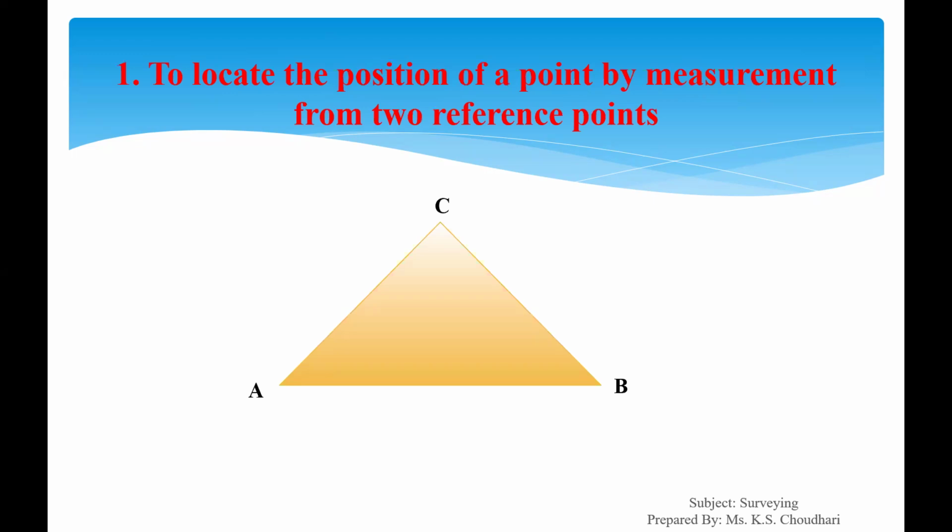Number 1. To locate the position of a point by measurement from two reference points. If you want to tell the position of point C, then we have to use the points A and B. Means with the help of A and B, we have to tell the position of C. That is, from A it is 10 meter at 30 degree, and from B it is 20 meter at angle 50 degree.